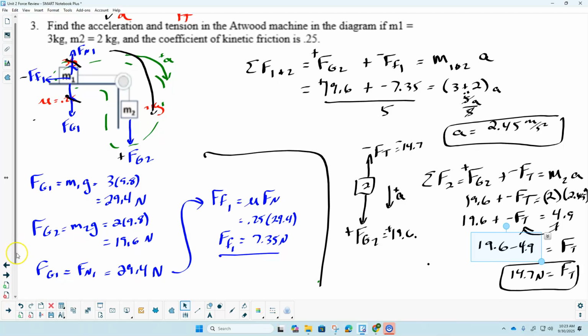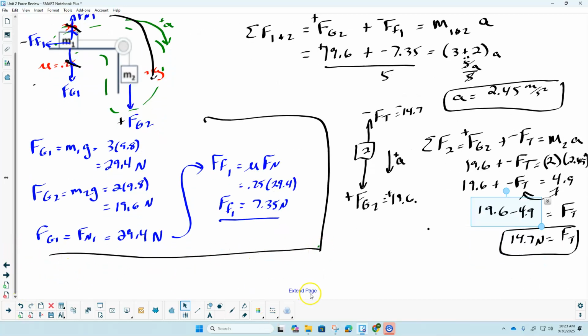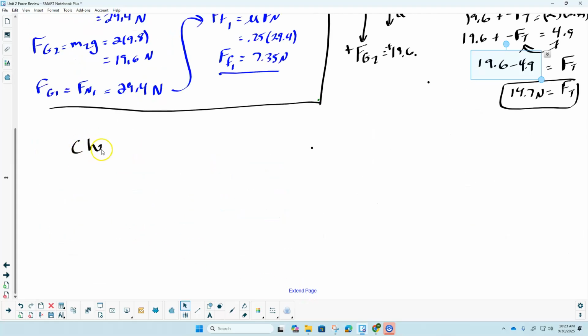We can check it with the other block. So again, I always try to suggest that you check it. If we were checking it, we would do that kind of work on block 1. We don't really have to worry about the upward and downward forces on 1, because the gravity of 1 and the normal force of 1 are canceling.